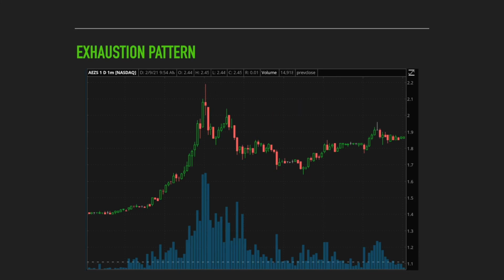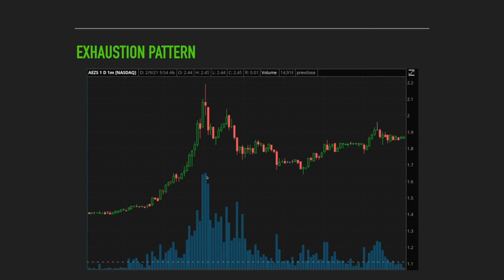So if we take AEZS, for example, another big runner over the past week, you can see this is a pretty good example of volume exhaustion because we have a stock that is pretty slowly trending up throughout the day. It's already up pretty significantly from the previous day close, which was about $1.10, and it's trending at about $1.40 throughout the morning. And you can see that it eventually starts to really pick up and go kind of parabolic.